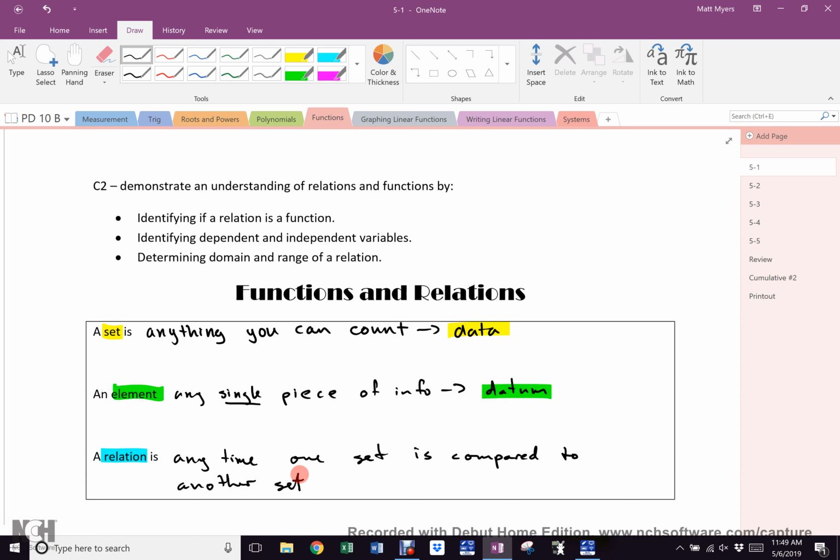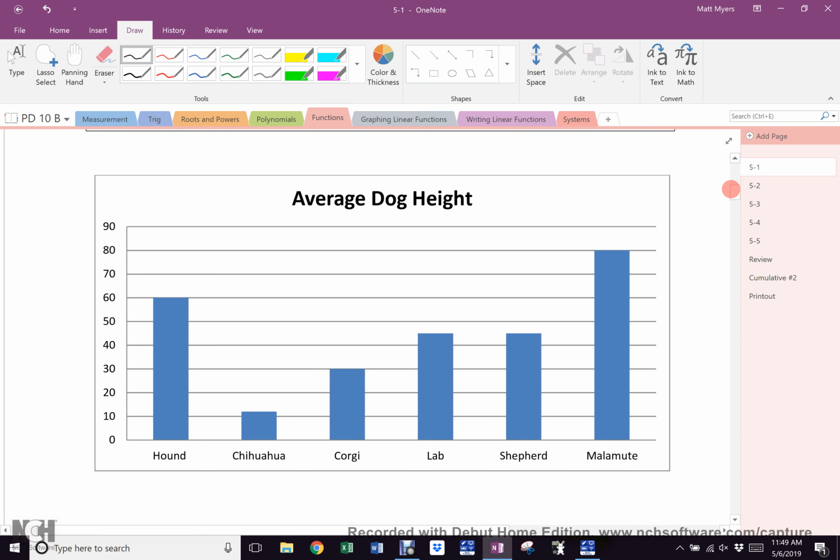Right? All of you are a set in this room, yes? All of you have a weight, yes? Is your weight data about you? Yes. Can I compare you, the kid, with you, your weight? Yes. So I have a relation.